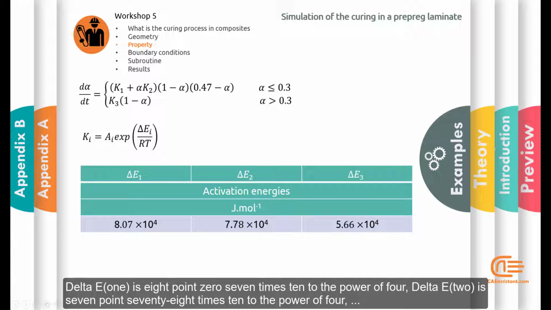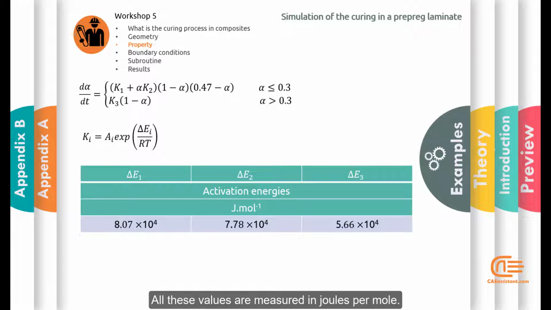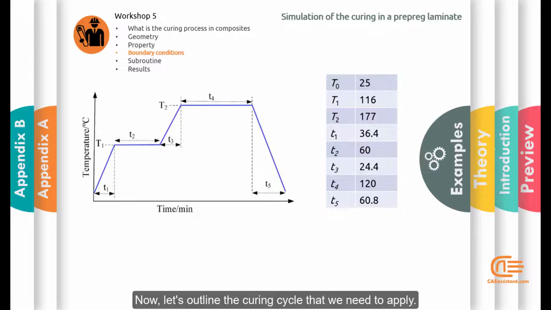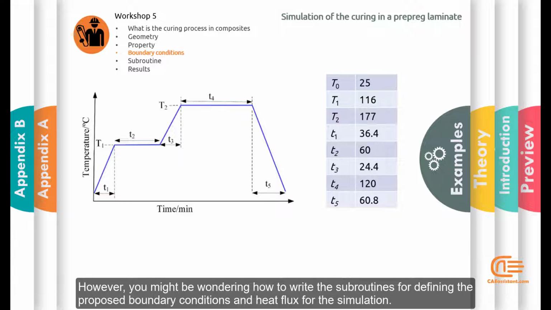Delta E1 is 8.07 times 10 to the power of 4. Delta E2 is 7.78 times 10 to the power of 4. And delta E3 equals 5.66 times 10 to the power of 4. All these values are measured in joules per mole. Now let's outline the curing cycle that we need to apply. This covers everything you need to know about the definition of boundary conditions in this workshop.